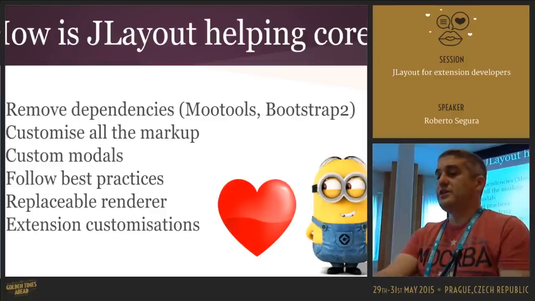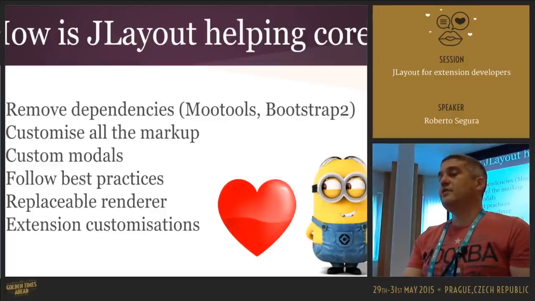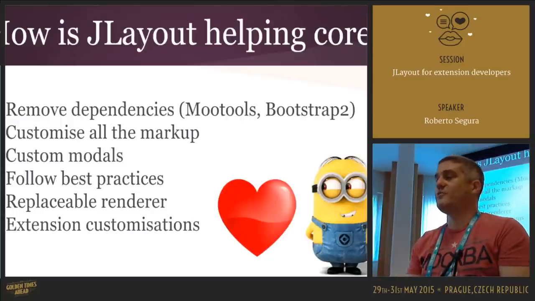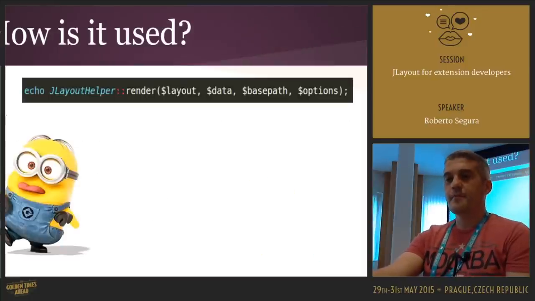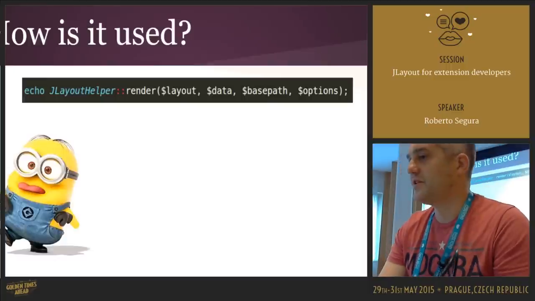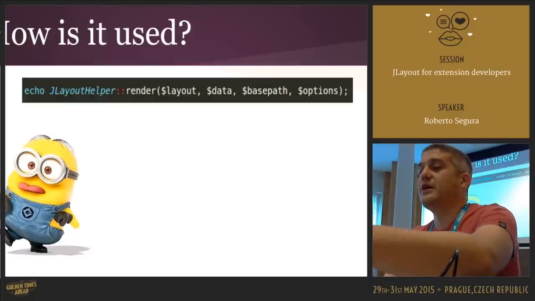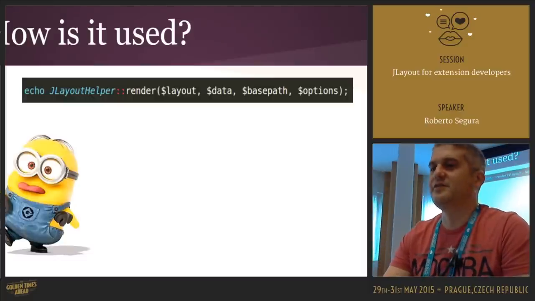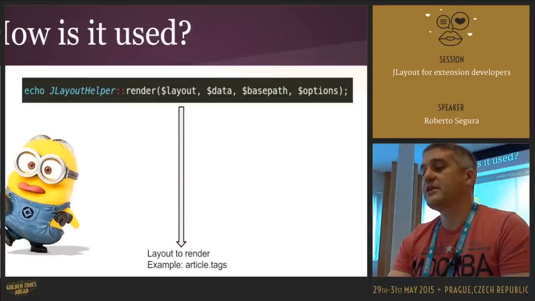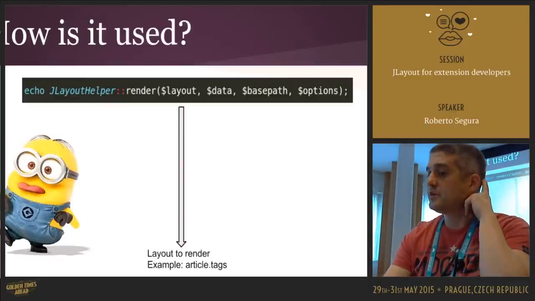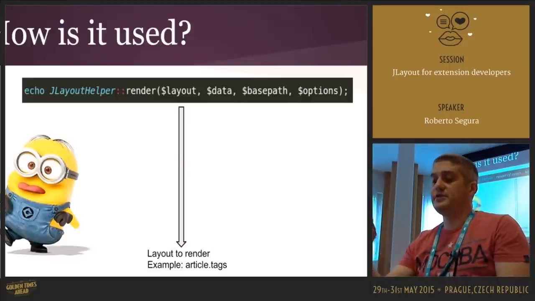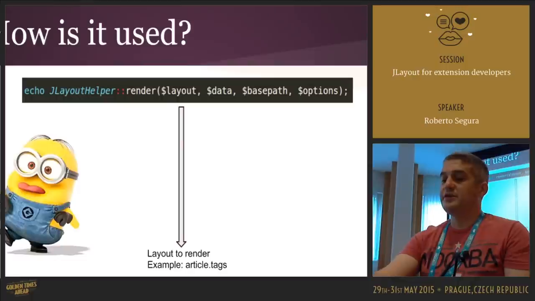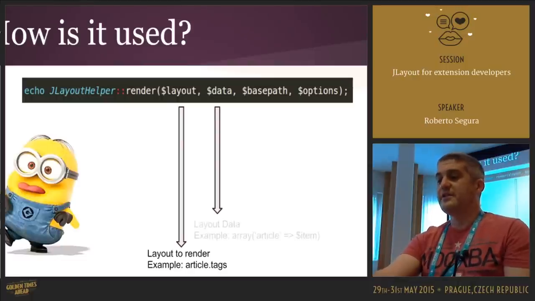And it allows already, as I showed you before, the core layouts to be customized at an extension level. So the same layout can be shown differently in a module and in core. And how is it used? We have already seen it, but this is a standard call using the helper. This is the render method. This is the fast way to use the layout. This is the layout to render, for example, article tags. The dot between article and tags will be replaced with a slash, and .php will be added at the end. So this is the data.